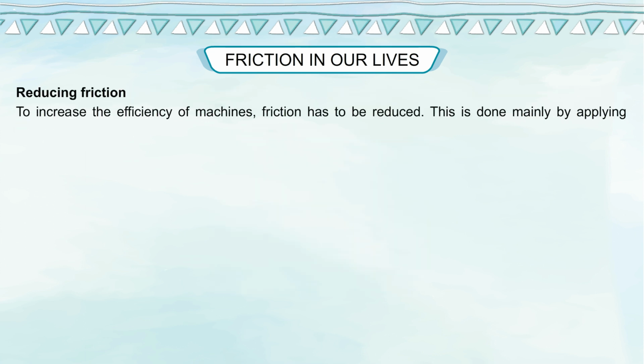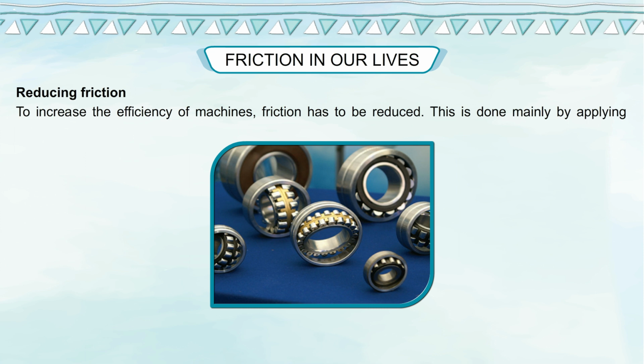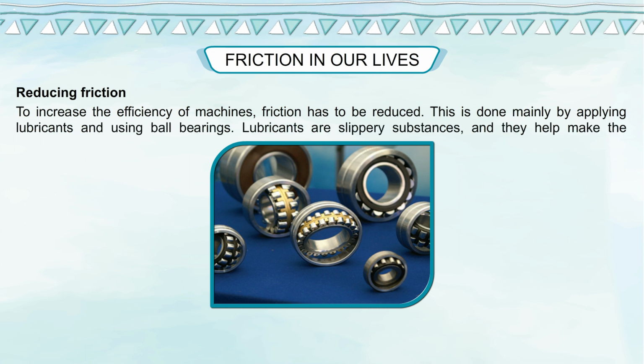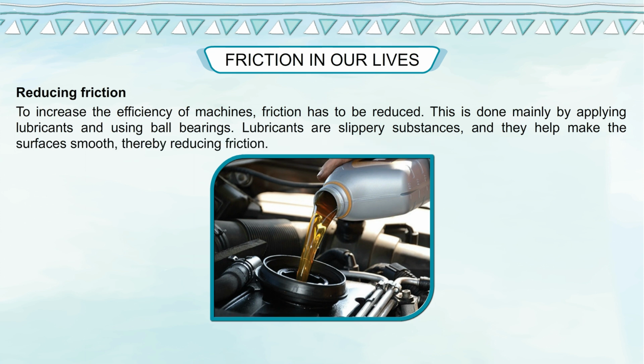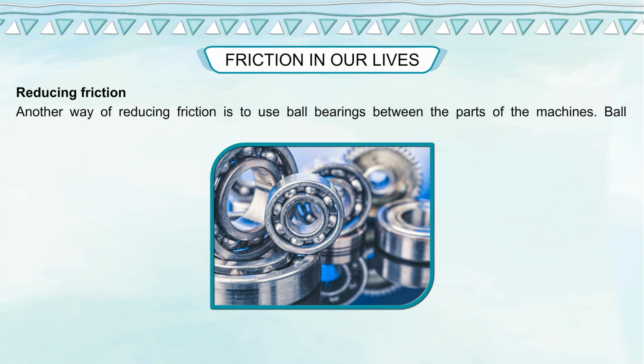Reducing friction. To increase the efficiency of machines, friction has to be reduced. This is done mainly by applying lubricants and using ball bearings. Lubricants are slippery substances and they help make the surfaces smooth, thereby reducing friction. Another way of reducing friction is to use ball bearings between the parts of the machines. Ball bearings are spherical in shape and hence reduce friction.